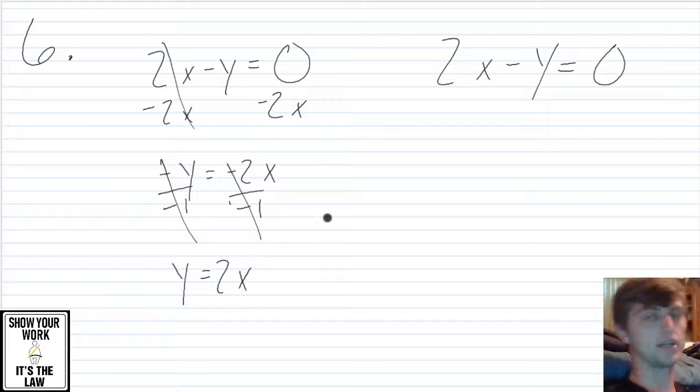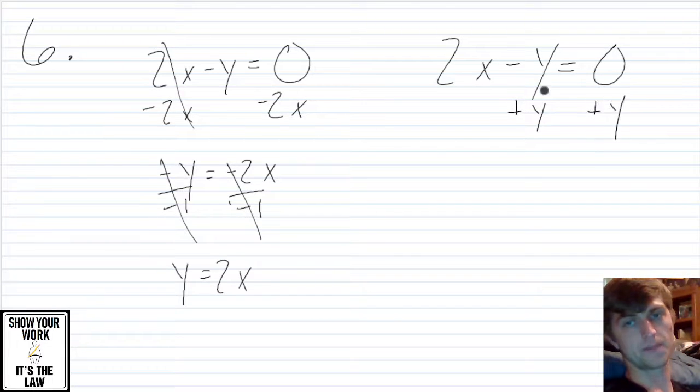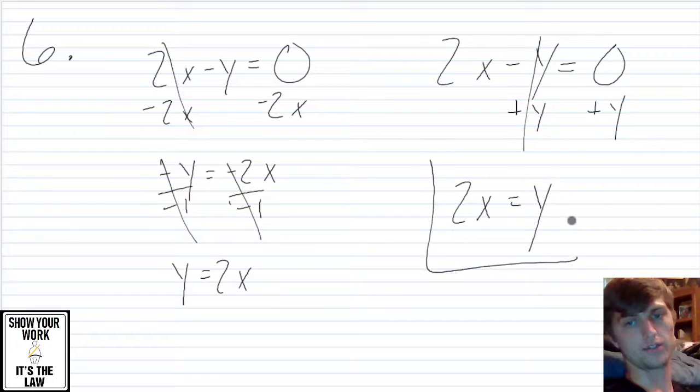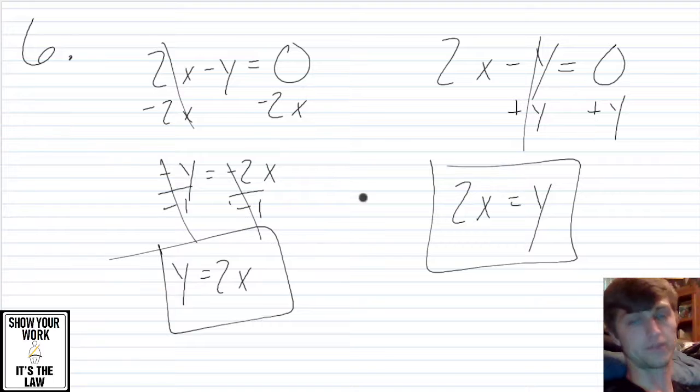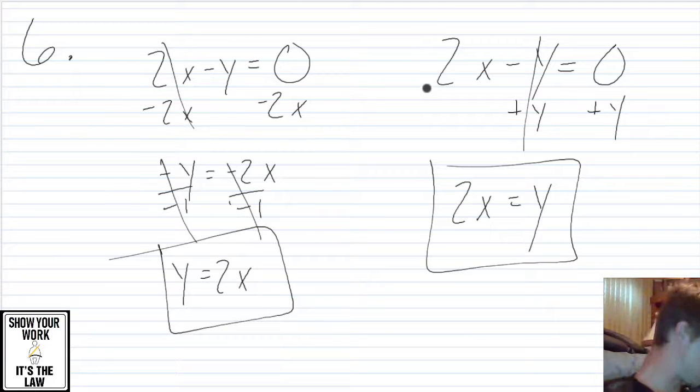The other thing we could have done to get y by itself is to add a y to both sides. These cancel, we're left with 2x equals y. Look, these two things are the same, they're just in a different order. So those are the two ways we could have done that one.